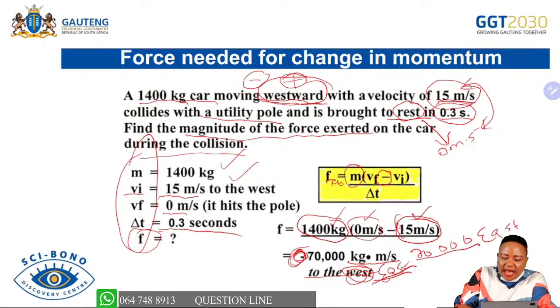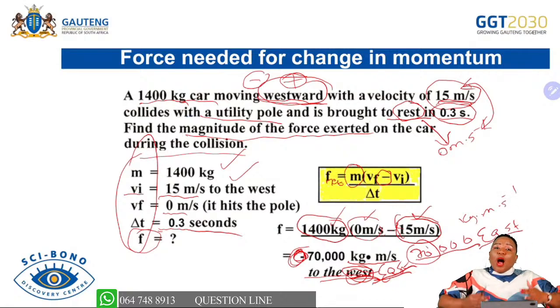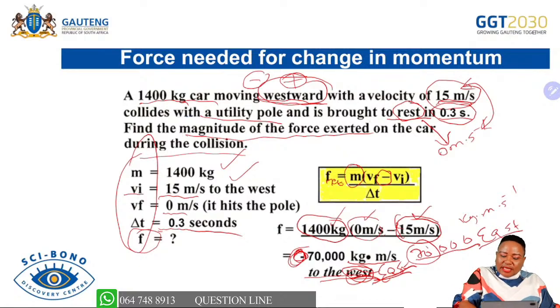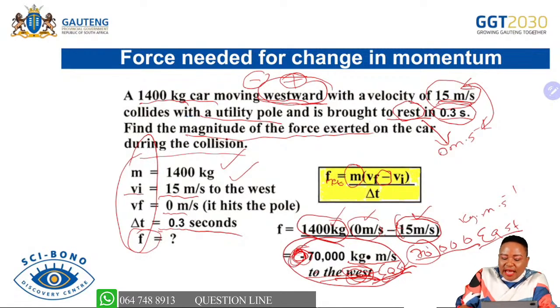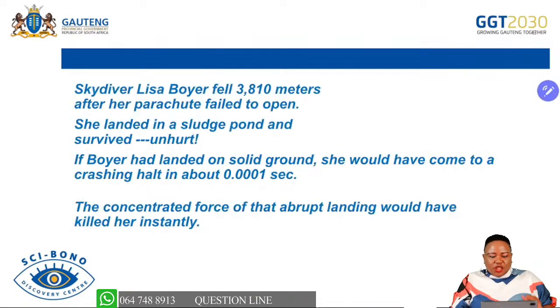So when there is a negative here, this west is definitely not going to assist, but we can say 70,000 kilograms per meter per second east, so that we don't leave our answer as a big negative. We need not leave our answer like this, because we know it's in the opposite direction. So it's 70,000 momentum in the opposite direction, which is east. Let's leave this one because it's almost the same as that one.